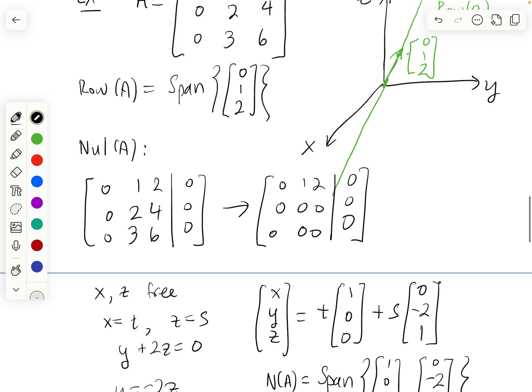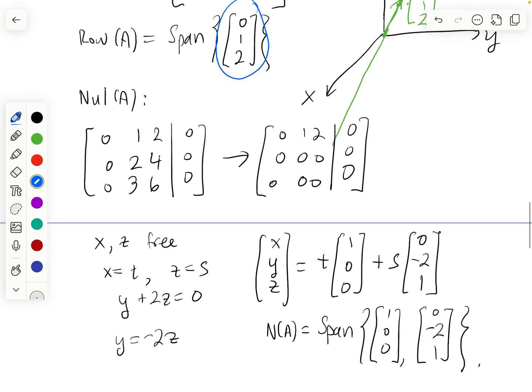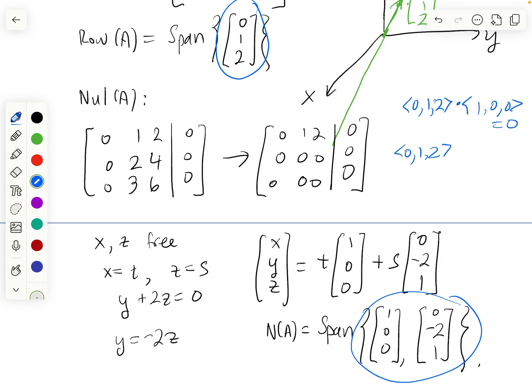And where is that in our picture? Well, let's look at the vector (0, 1, 2) that spans the row space, and these two vectors that span the null space. You'll notice that if you take the dot product of (0, 1, 2) with (1, 0, 0), you get 0. And if you dot (0, 1, 2) with (0, negative 2, 1), you also get 0. And that matches what we suspected from the previous examples, that the vectors in the row space are orthogonal to the vectors in the null space.